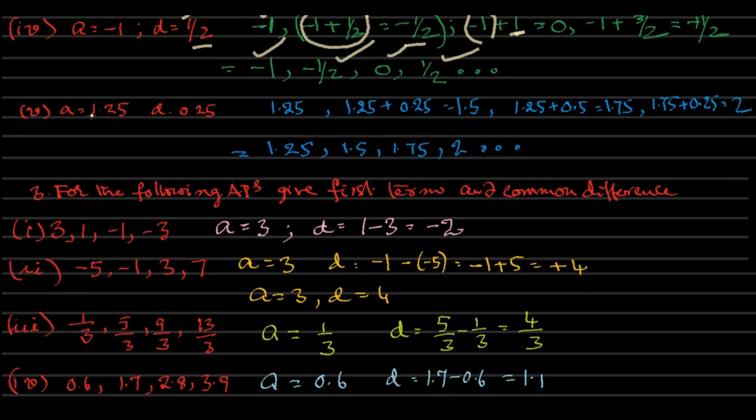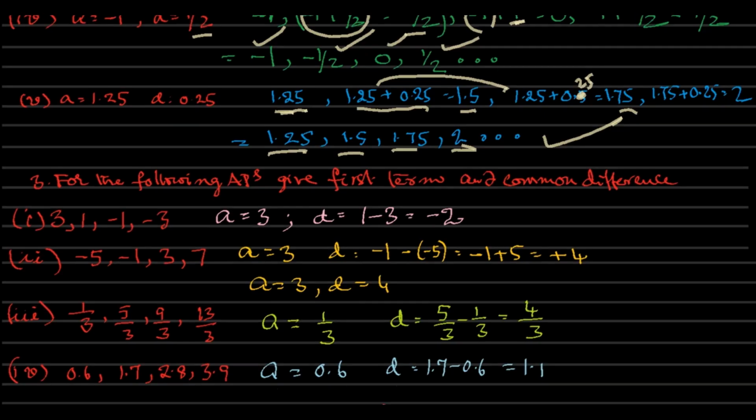A is 1.25, D is 0.25. Everything is like that only. It goes on increasing by 0.25. 1.25, 1.25 plus 0.25 is 1.5. 1.5 plus 0.25 is 1.75. 1.75 plus 0.25 is 2. 1.25, 1.5, 1.75, 2. This is the sequence. So everything is like that. I just scroll, you just note down.